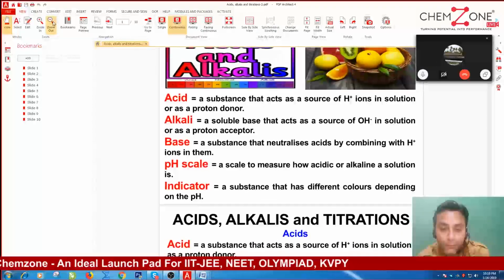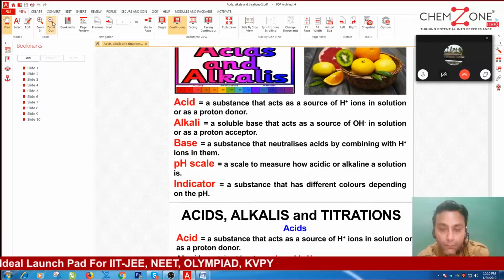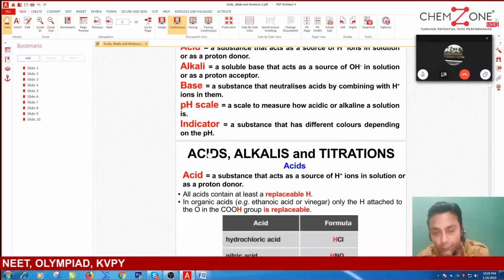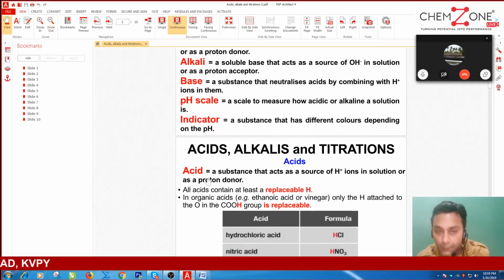Except that, an alkali dissolves or no? Yeah. It's soluble. Of course. So, does a base have to be soluble? Not necessarily. Oh, it does? No.